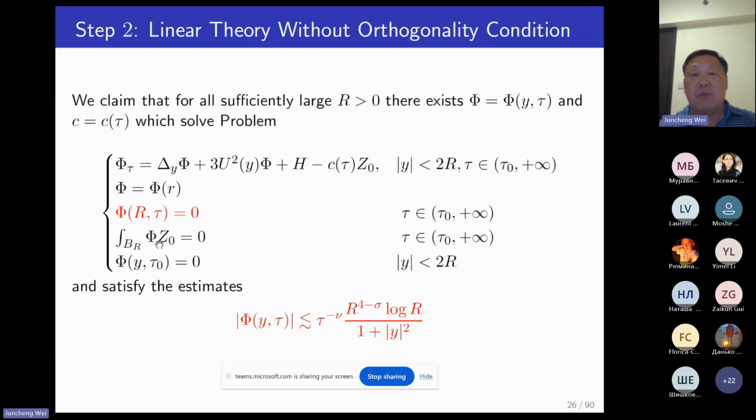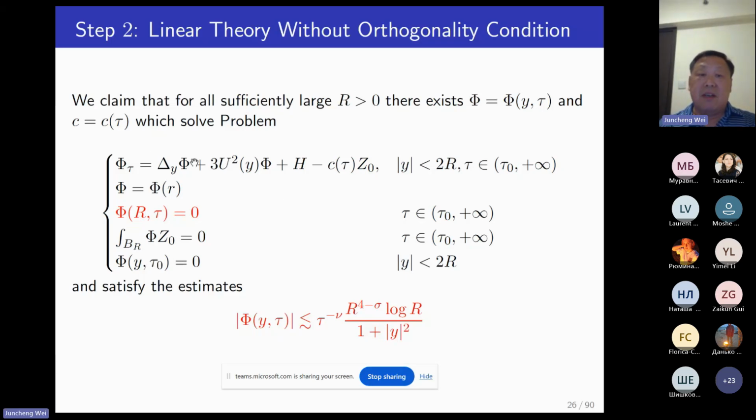And we need to get rid of the unstable mode. So Z0 is exponential decay, an unstable mode. So this is okay, I can impose this condition. And I also just put zero initial condition.